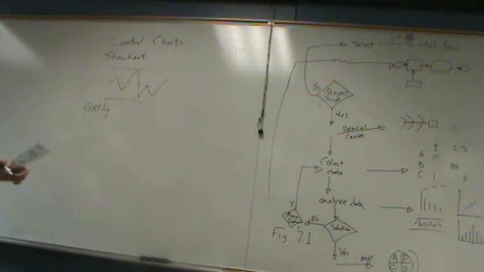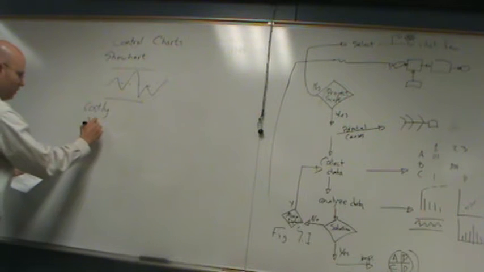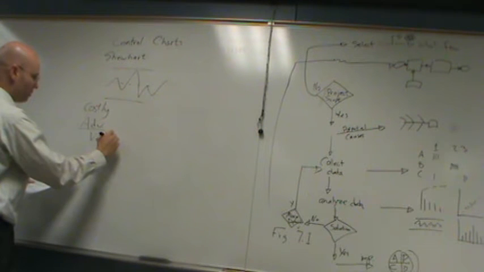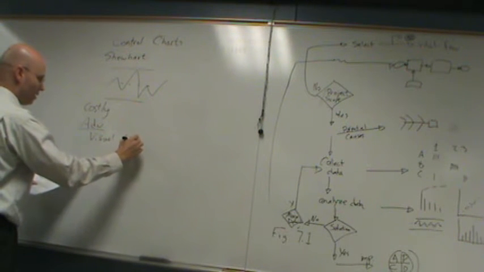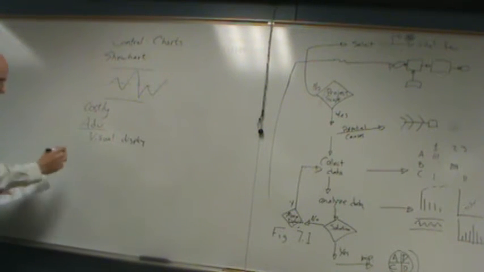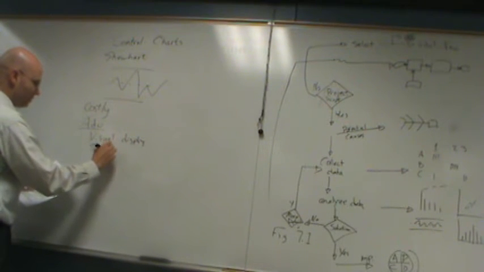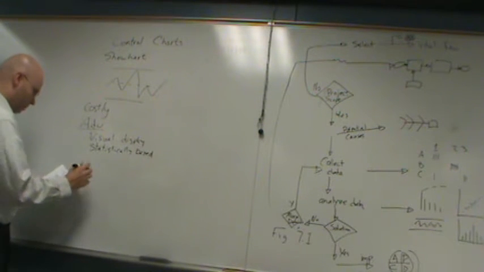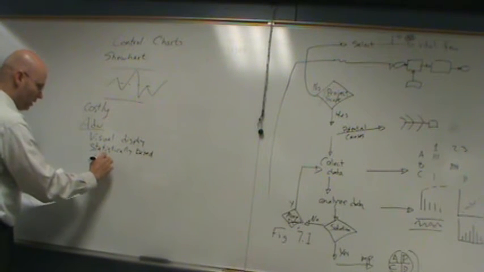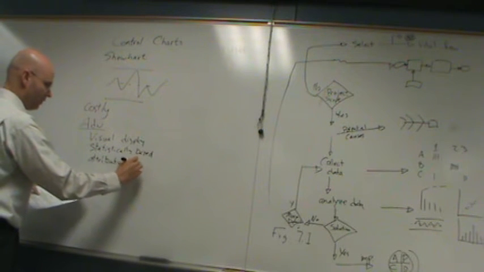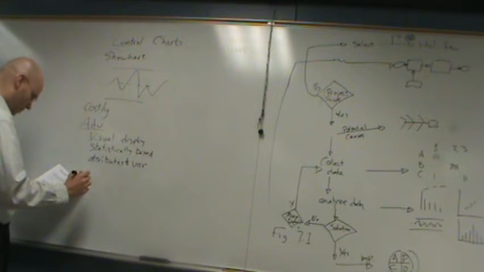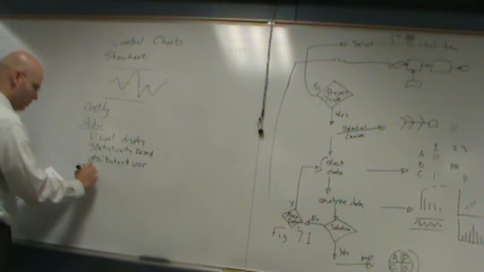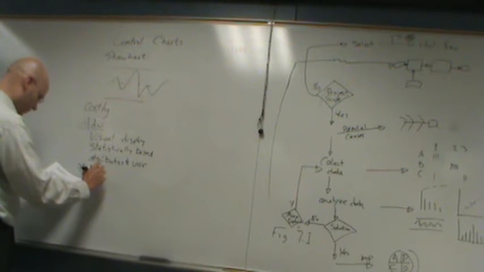But I did want to mention a few of the advantages and disadvantages of control charts. So advantages are that they're a visual display of the process performance, that they're statistically based. You can do both attributes and variables. The biggest thing here, at least for me, is what I call assignable cause.